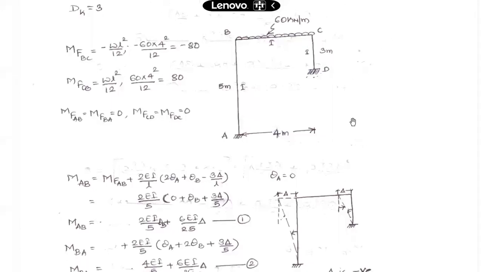So here what I have done is I assume that the frame will sway like this towards left. This is the sway delta. That is how the frame will sway. That is the assumption. With that assumption, I'm beginning with this problem.